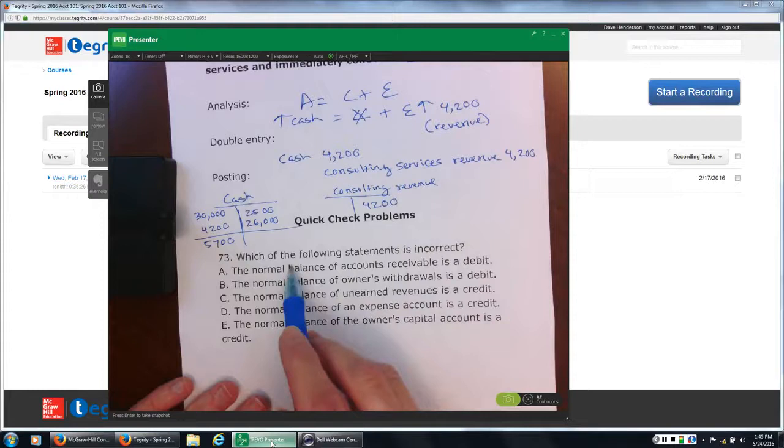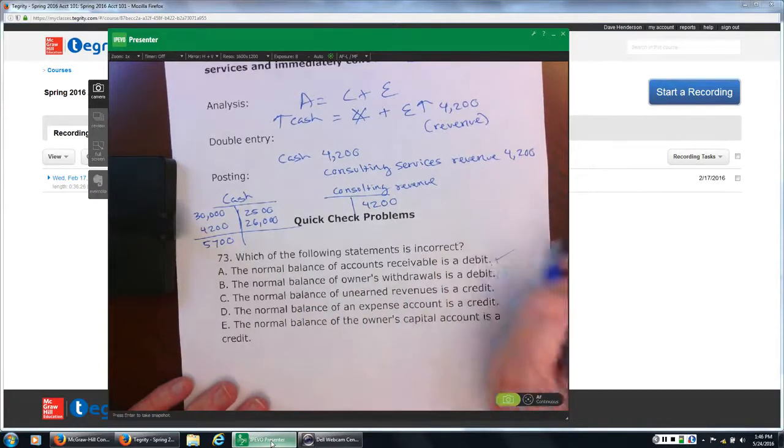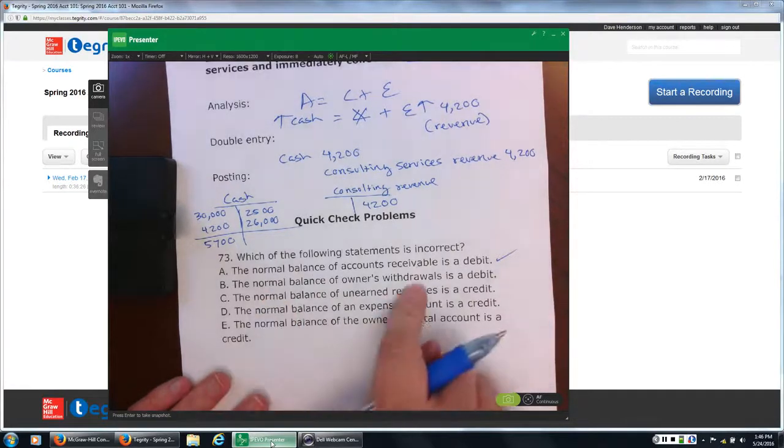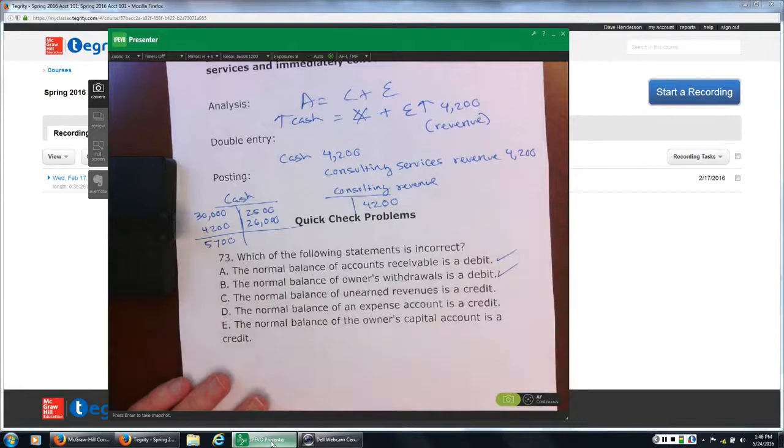It says, which of the following statements is incorrect? The normal balance of an accounts receivable is a debit. That is true because accounts receivable is an asset. The normal balance of an asset account is debit. The normal balance of owner's withdrawals is a debit. That is also true because owner withdrawals decrease equity. The way I decrease equity is with a debit.